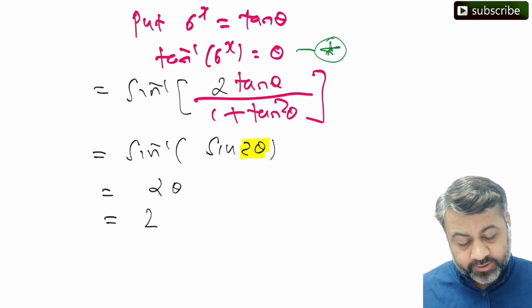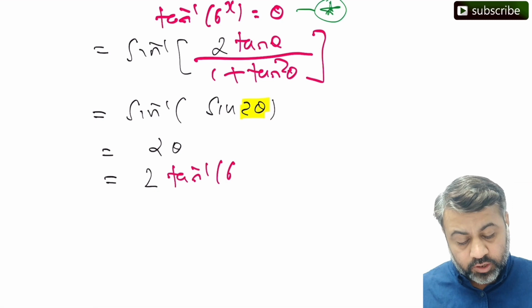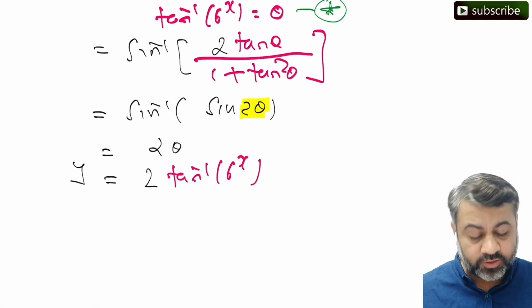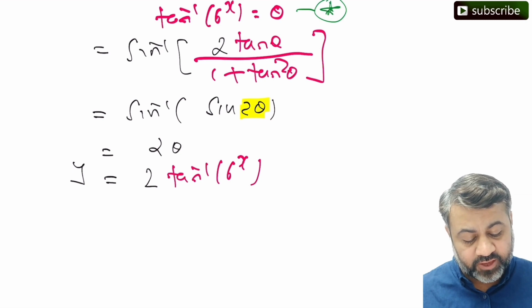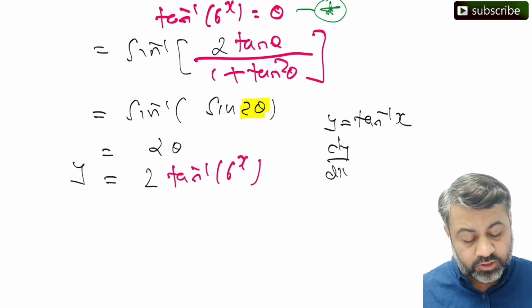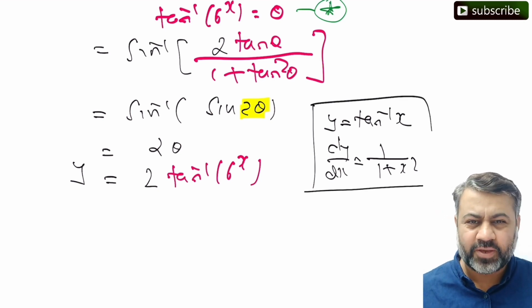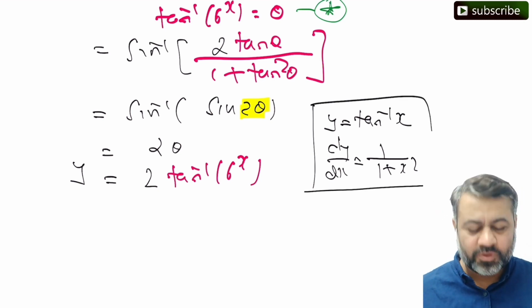I'm going to write theta as tan inverse of 6 power x. Now to proceed further, you need to know the derivative of tan inverse of x. What is the derivative of tan inverse of x? If y is tan inverse of x, remember that dy by dx is nothing but 1 by 1 plus x square. So derivative of tan inverse of x is 1 by 1 plus x square. Basic concept, I think everybody remember this.